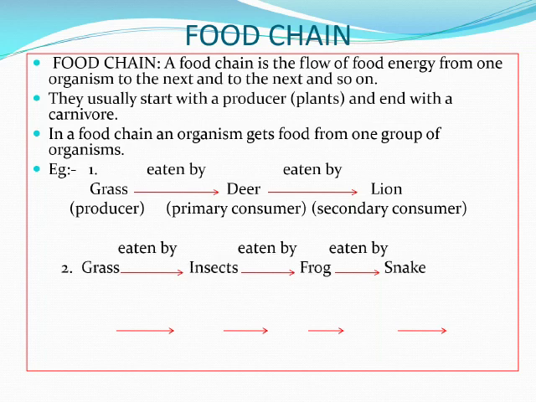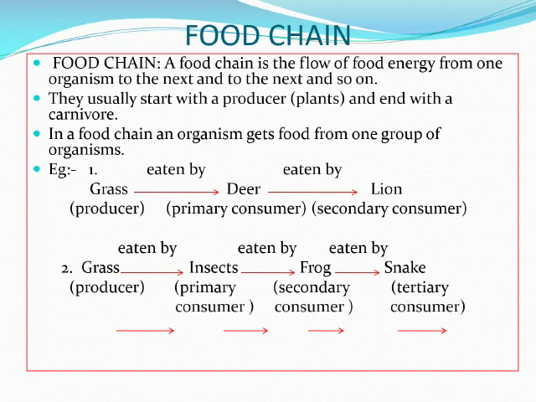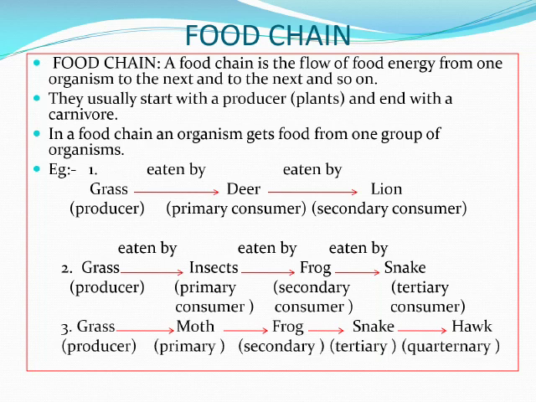Now, second example, grass is eaten by insects, insects are eaten by frog, frog is eaten by snakes. Grass is called producer, insects are called primary consumer, frog is called secondary consumer, and snake is called tertiary consumer. Let us see third example. Grass is eaten by moth, moth is eaten by frog, frog is eaten by snake, and snake is eaten by hawk. Grass is a producer, moth primary consumer, frog secondary consumer, snake tertiary consumer, and hawk quaternary consumer.